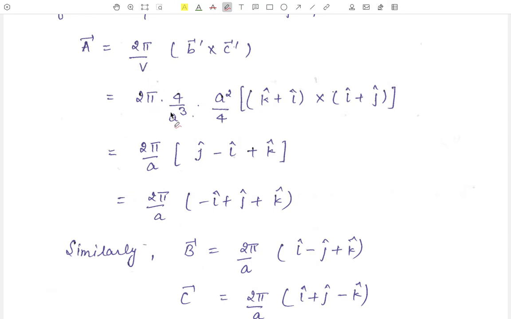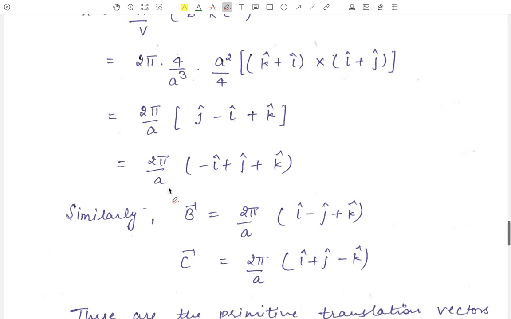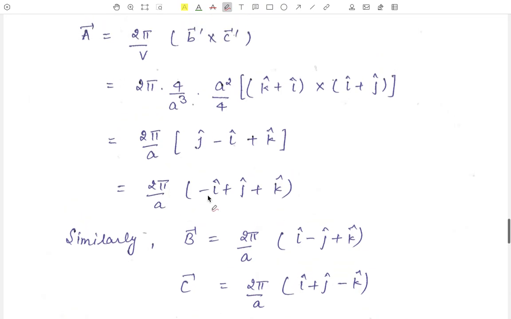Using the volume also here, a cube upon 4, and their cross product a square upon 4, we take the common factor out. What remains? Capital A vector is equal to 2 pi upon a into minus i plus j plus k. In the same way, we can find the values of capital B vector and capital C vector. Capital B vector is equal to 2 pi upon a into i minus j plus k, and capital C vector is equal to 2 pi upon a into i plus j minus k.